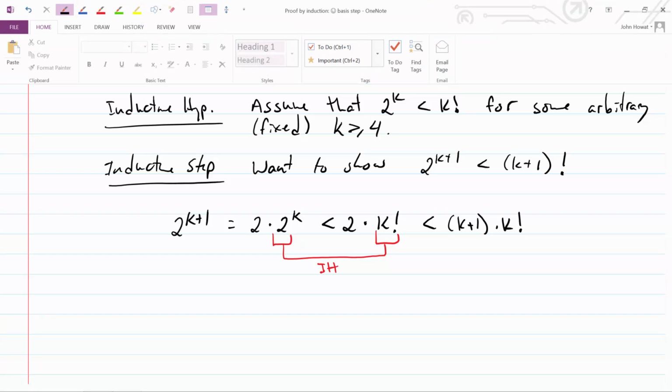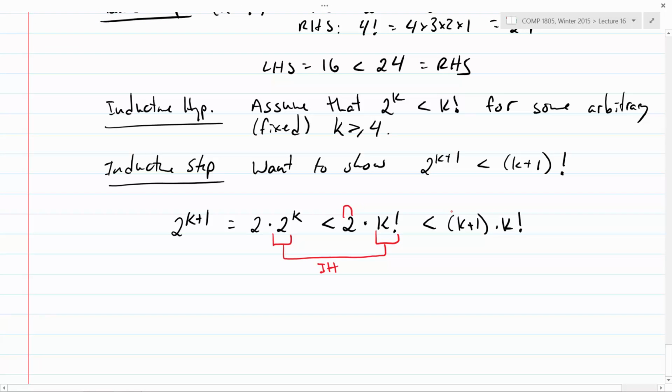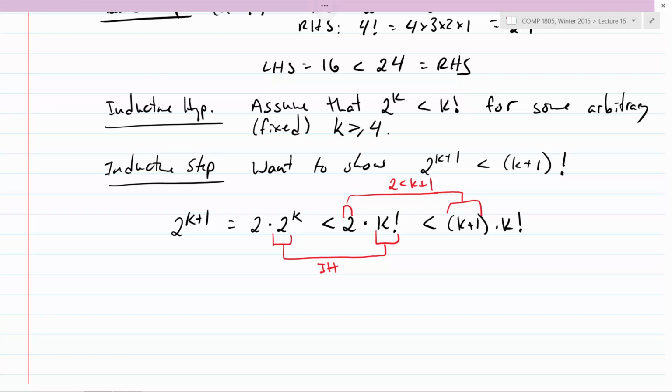And the reason for that is that 2 is less than k plus 1. Because 2 is less than k plus 1 is exactly the same as what? Well, so if I have 2 is less than k plus 1, that's the same thing as 1 is less than k, which is the same thing as k is bigger than 1. But I already know that k is at least 4. So if k is at least 4, then it's certainly bigger than 1. So that's why this step is valid.